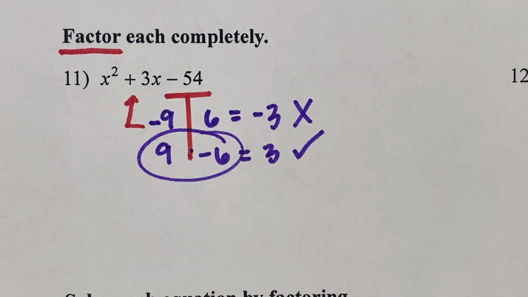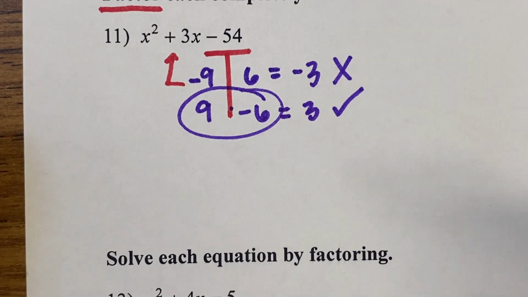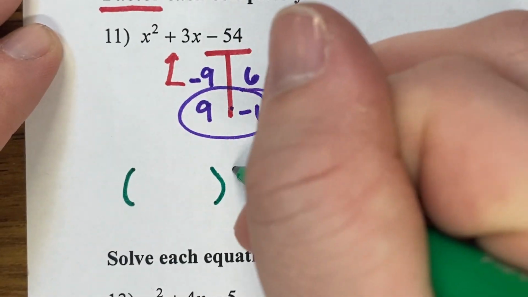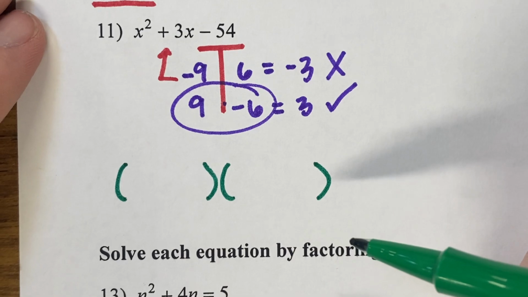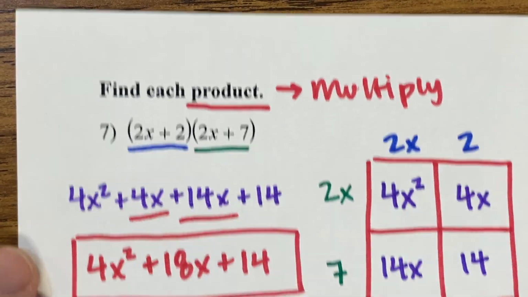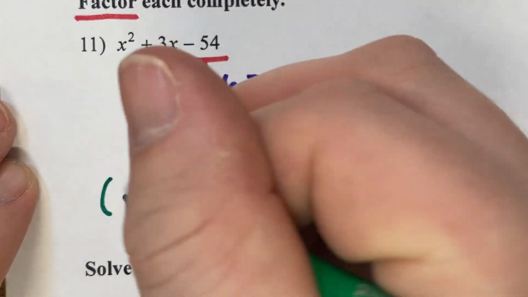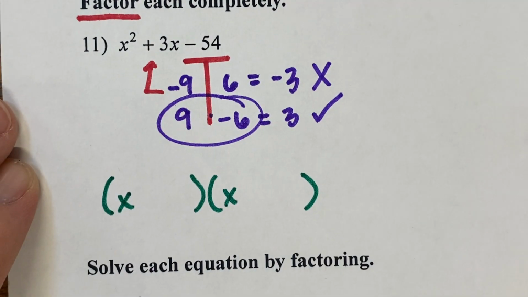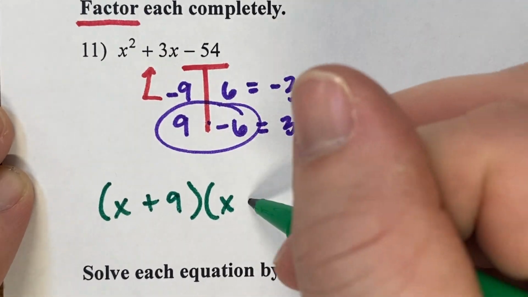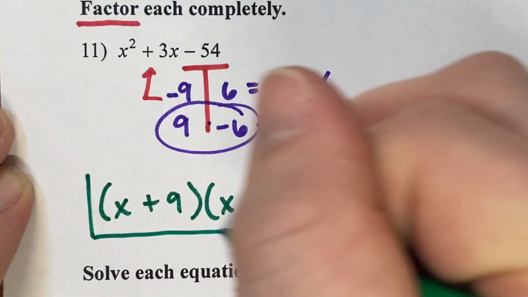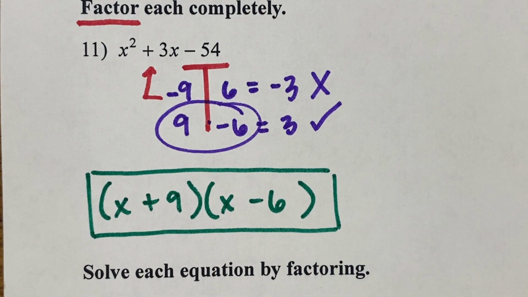Once you've found your 2 numbers, it's pretty simple at this point. You just add them into the factored form. Give yourself 2 sets of parentheses, kind of like on 7 and 8. Now we're just going backwards. Put your variable in front, so x and x. And then we add a positive 9, so plus 9, and negative 6. And there we go.